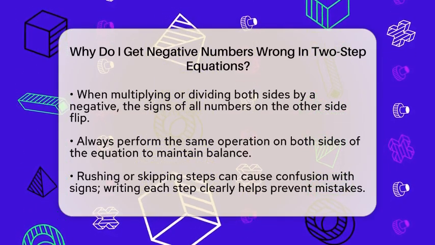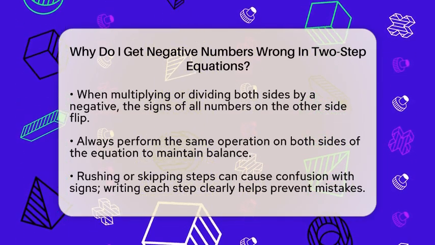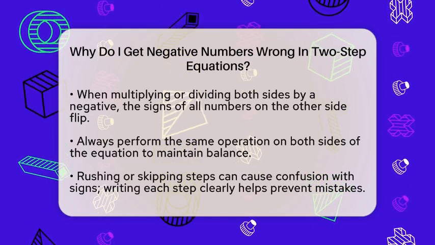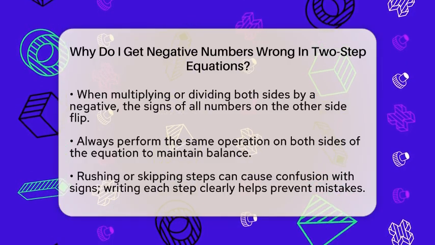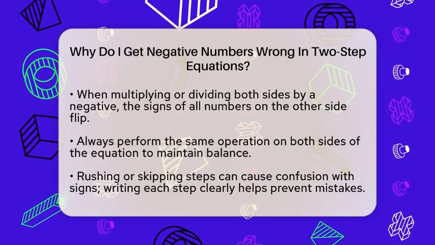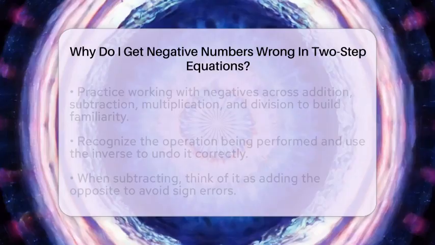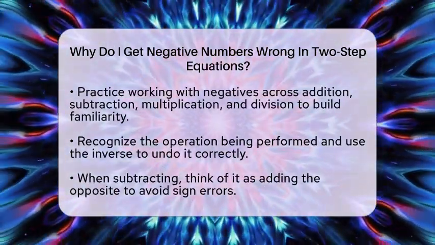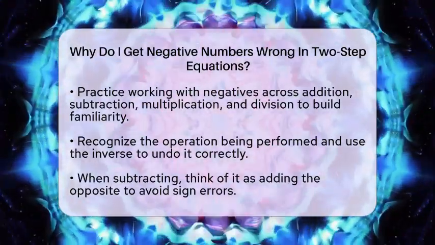Now, when you have negatives involved in multiplication or division, remember that multiplying or dividing both sides of the equation by a negative flips the sign of everything on the other side. For example, dividing both sides by minus 5 will change the sign of the number on the right. Forgetting this can lead to wrong answers.